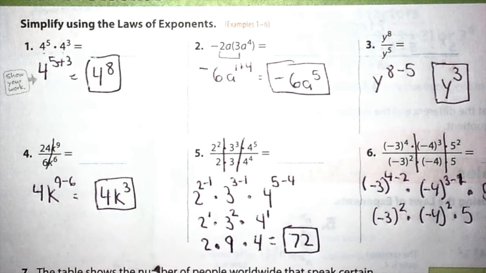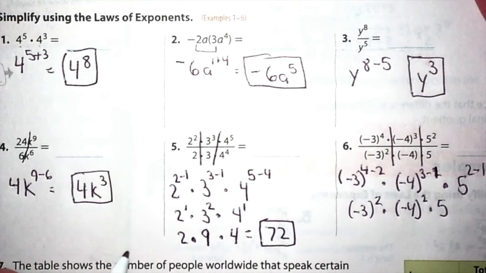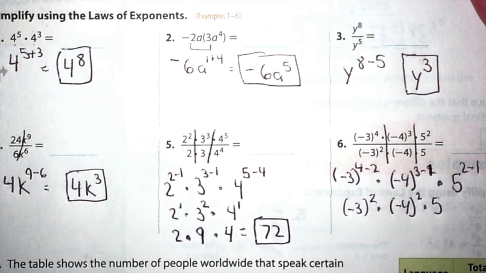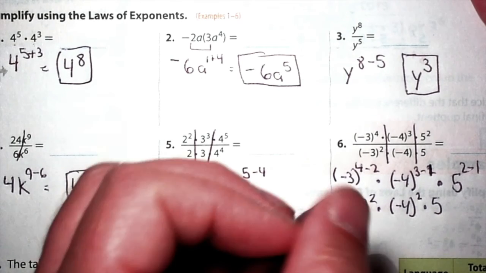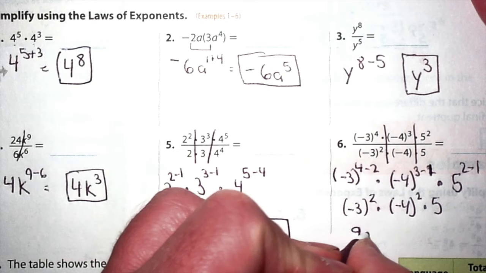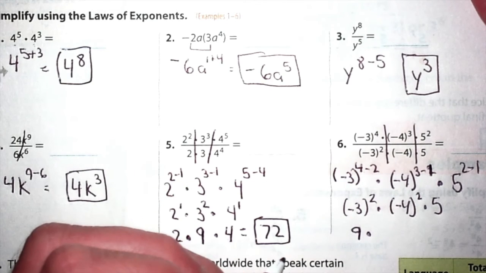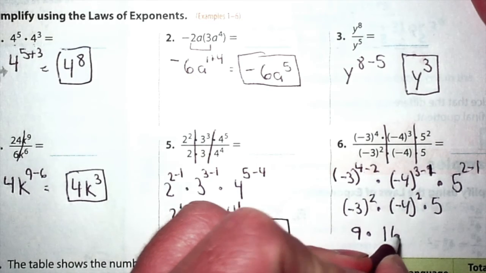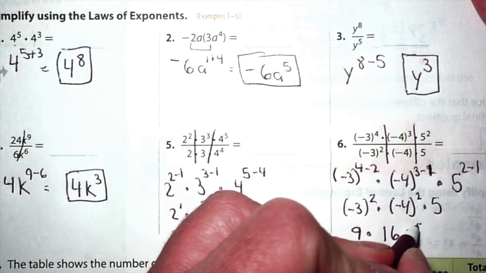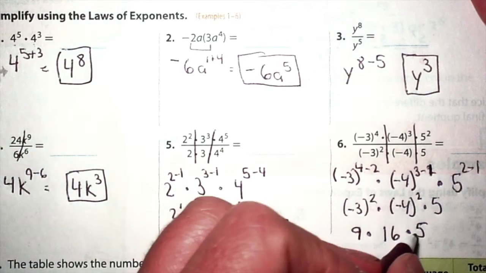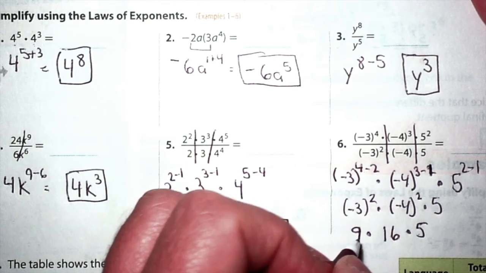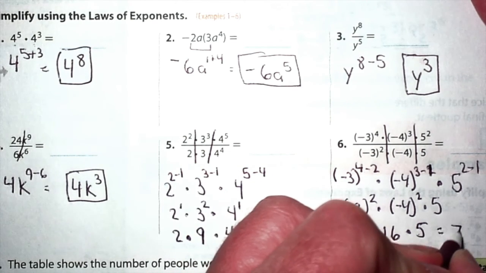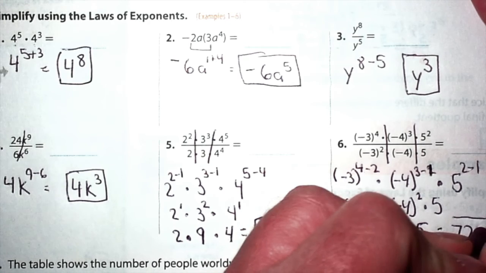Well, negative 3 squared becomes 9. Negative 3 times negative 3. Negative 4 squared is negative 4 times negative 4, which is 16. Times the 5. Well, 16 times 5 is 80. 80 times 9 is 720.